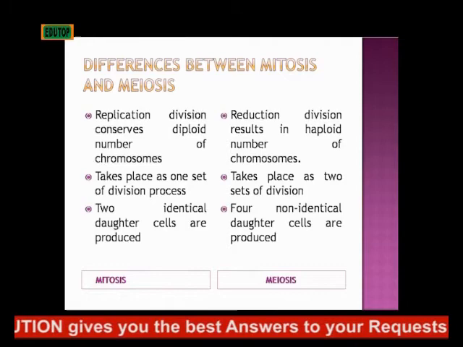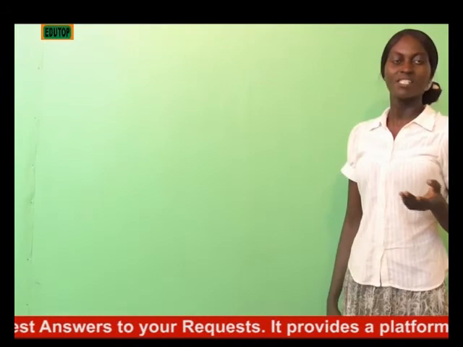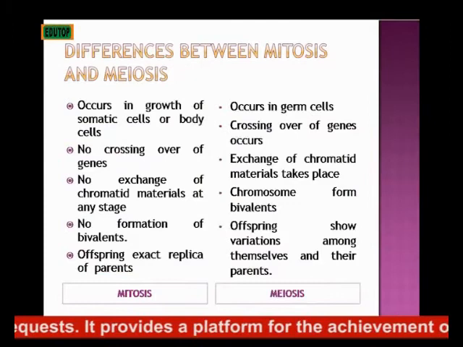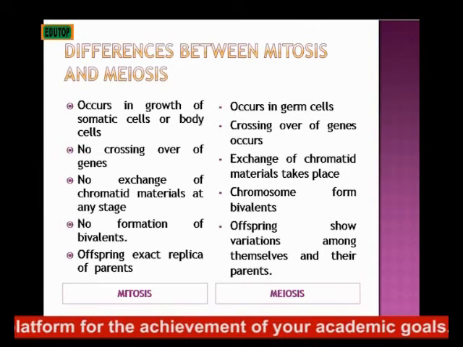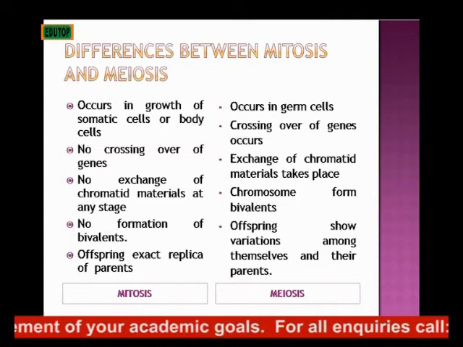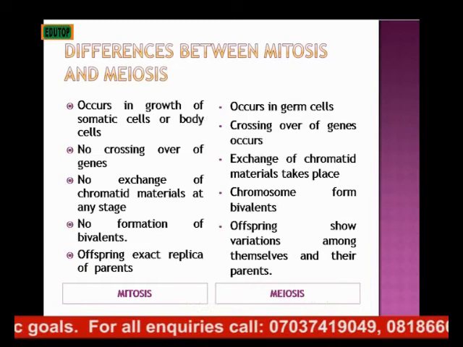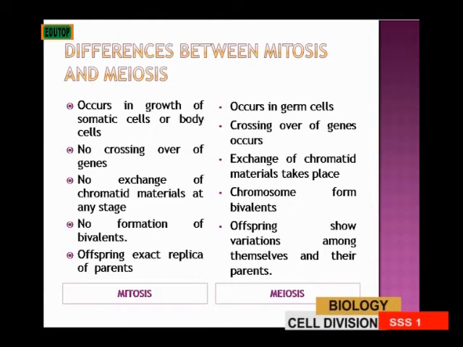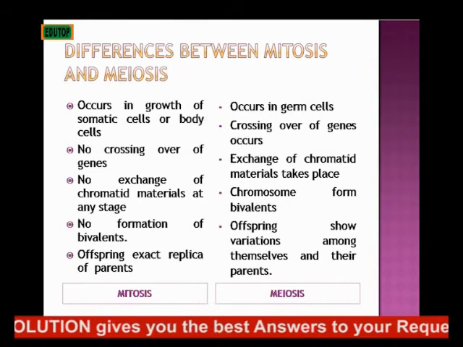Also, mitosis occurs in growth or somatic cells, the body cells generally. You have mitosis occurring in healing of wounds and repair of worn out tissue of the body. But meiosis occurs in germ cells, that is reproductive cells. That's where you find meiosis occurring.